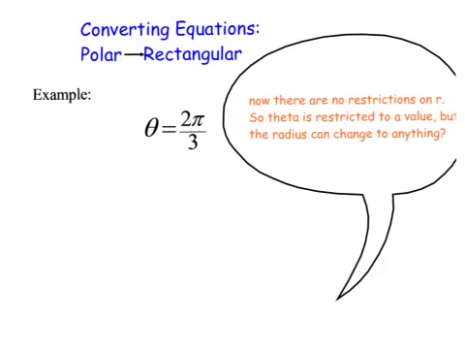Our next example has only theta restricted to 2 pi over 3, which is 120 degrees, but r can be anything. So think about this. I have an angle locked in at 120 degrees, so consider this, and then the radius could be anything, positive or negative. Okay, so let's see what actually happens. So this one is literally something that's kind of a trick.